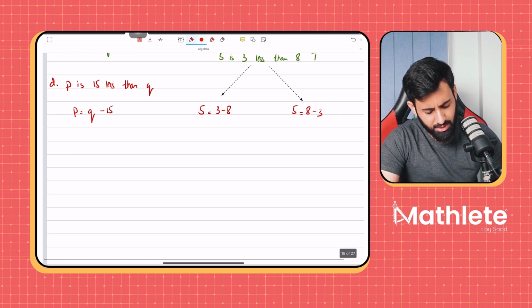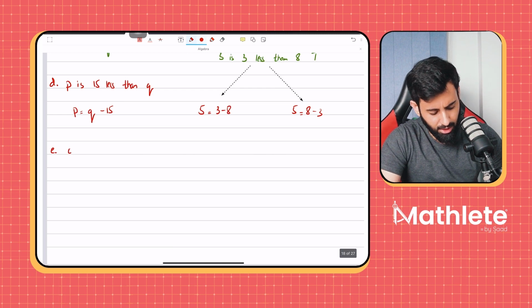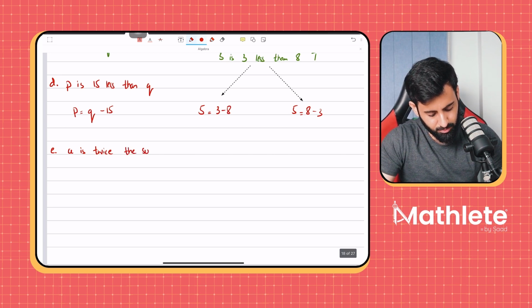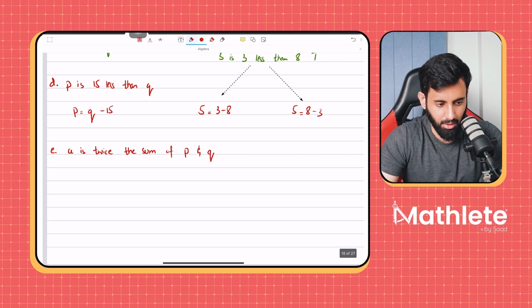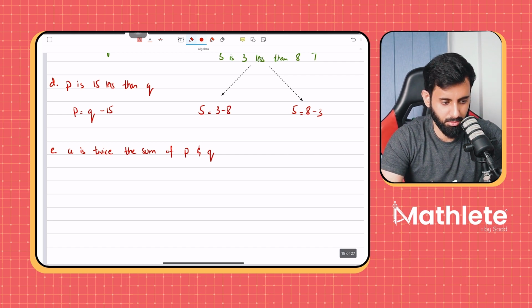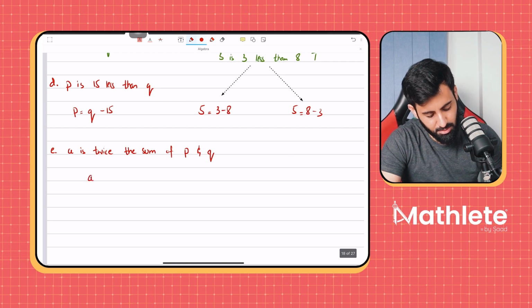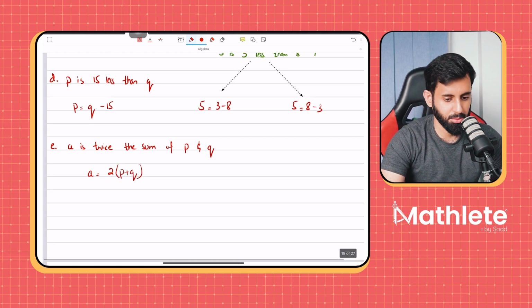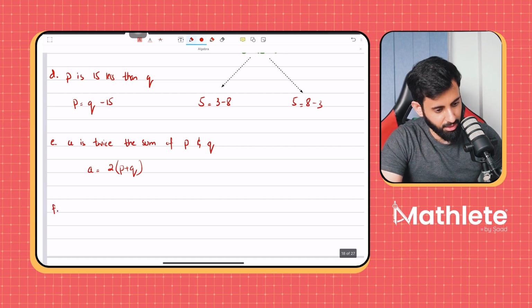Okay, now let's increase the difficulty level a little. Let's say you have A is twice as... No, wait. A is twice the sum of P and Q. What do you think? A is twice the sum of P and Q. That is correct. A equals twice the sum of P and Q means 2 times (P plus Q). Okay? Or you can write it as 2P plus 2Q. That's also perfectly all right.